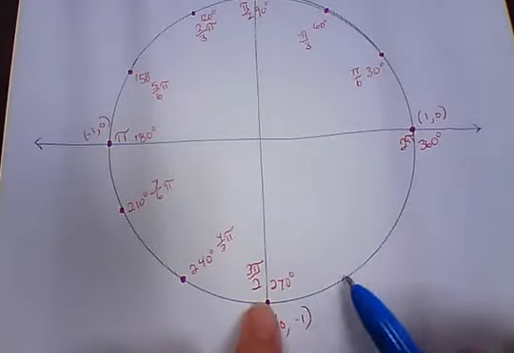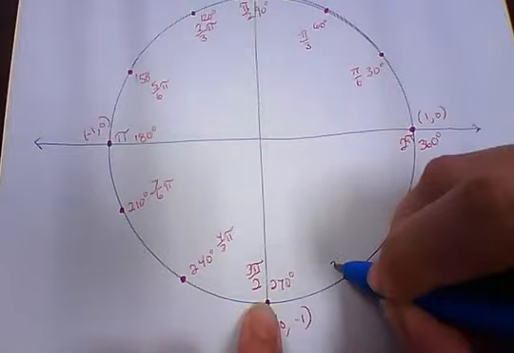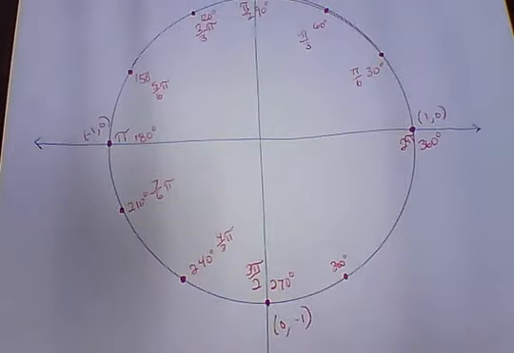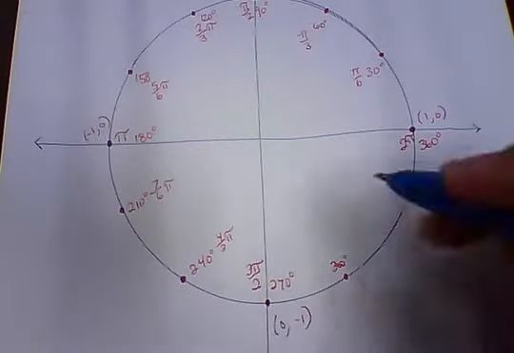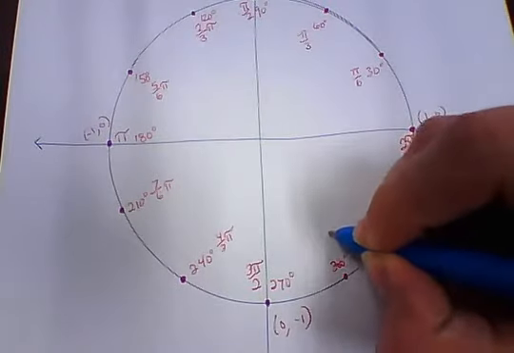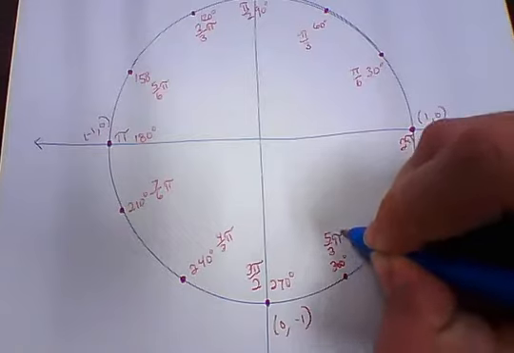If we add another 30 degrees here, we would be at 300 degrees. And if we counted our sixth, that would be 10 over 6 or 5 over 3 pi.